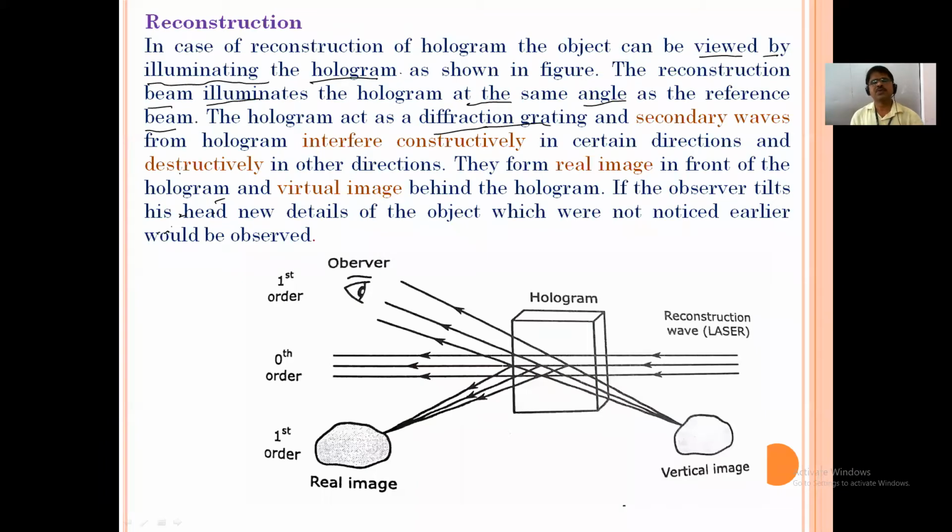And secondary waves from the hologram interfere constructively. Interfere constructively म्हणजे हे मॅक्झिमाची कंडिशन असते. Okay. Secondary waves from the hologram interfere constructively in certain directions.